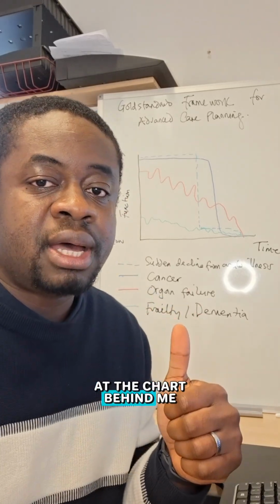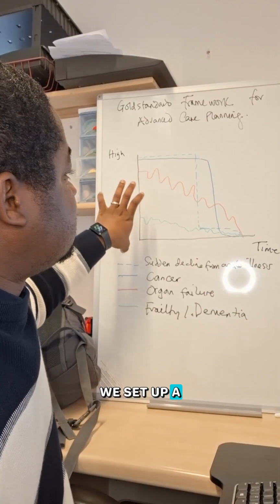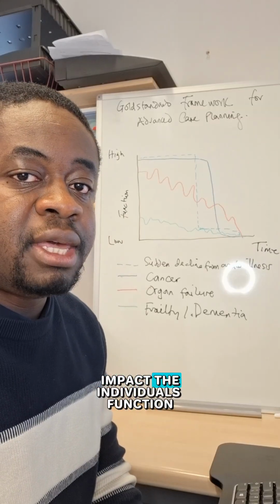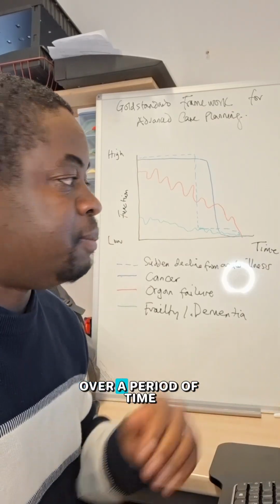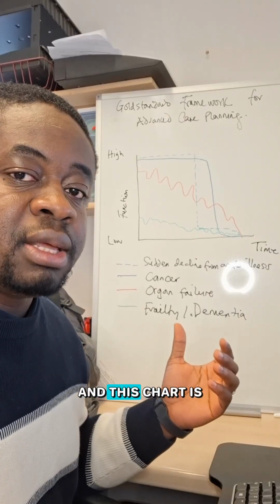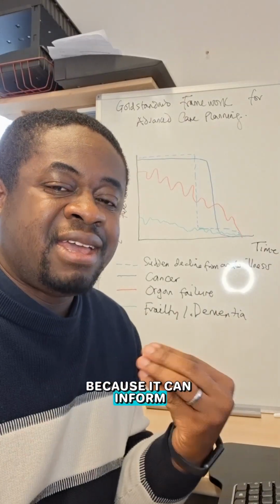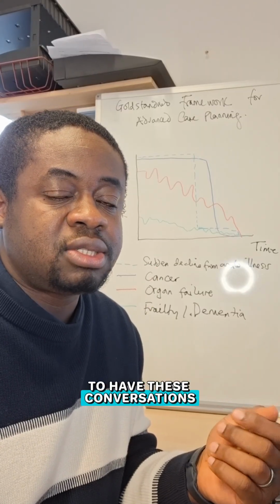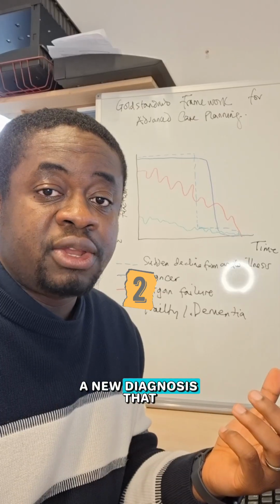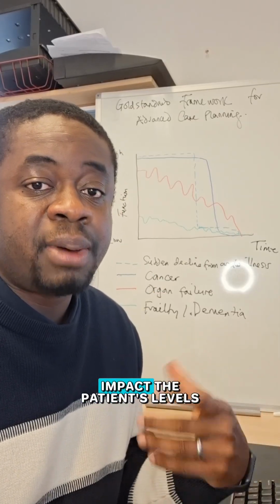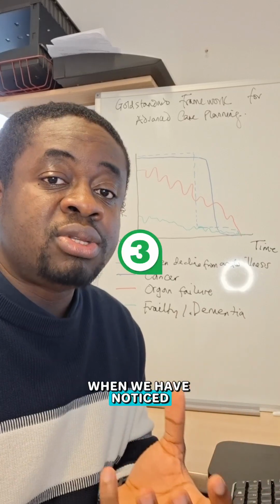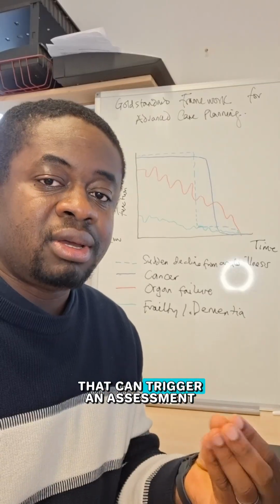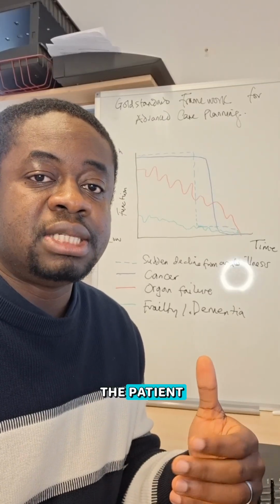And if you look at the chart behind me, we've set up a graph that stipulates different diseases and how they might impact the individual's function over a period of time. And this chart is particularly important because it can inform when it's suitable to bring patients in to have these conversations, when there is a new diagnosis that we think is going to significantly impact the patient's levels of function, when we have noticed the patient is possibly in the end of life. These are all scenarios that can trigger an assessment or a conversation with the patient about advanced care planning.